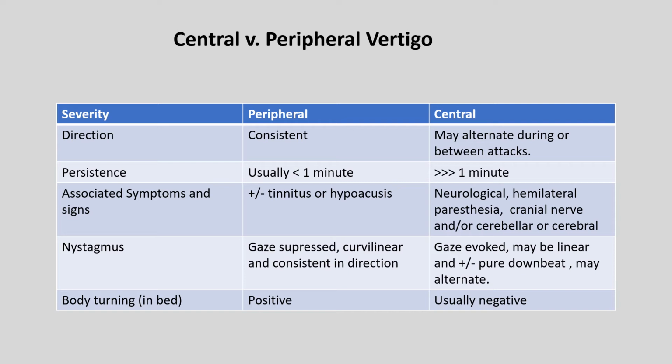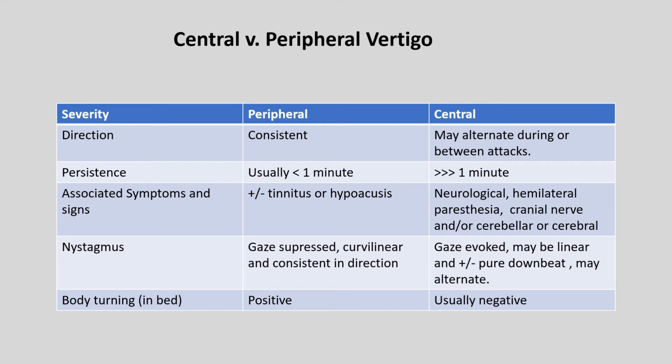If the cause of the nystagmus is peripheral, it tends to mimic the behavior of the vertigo, non-persistent and consistent in direction. It is also gaze suppressed, so that when you are testing tracking, the nystagmus is actually diminished or abolished, while it is accentuated with central causes.